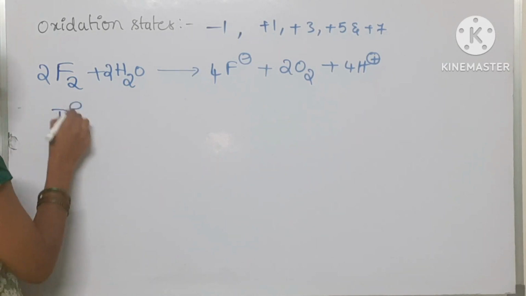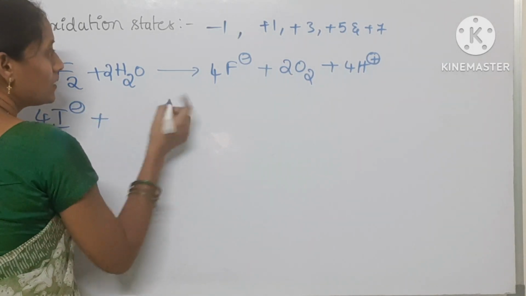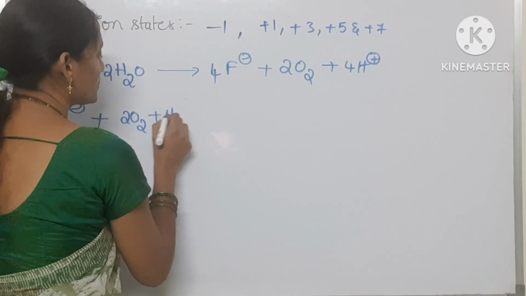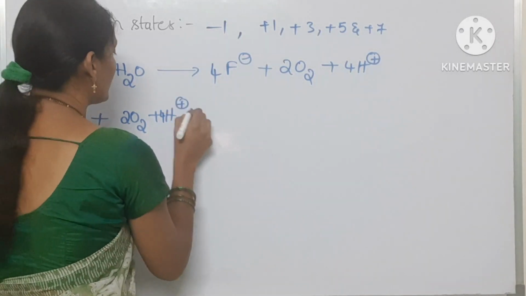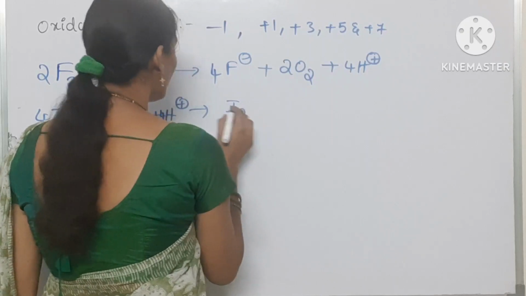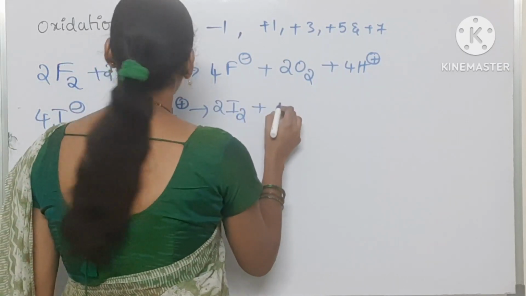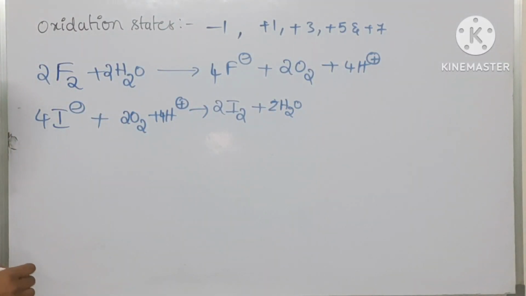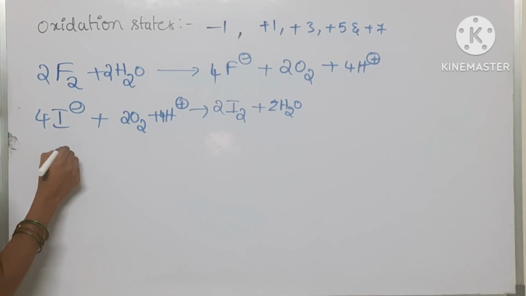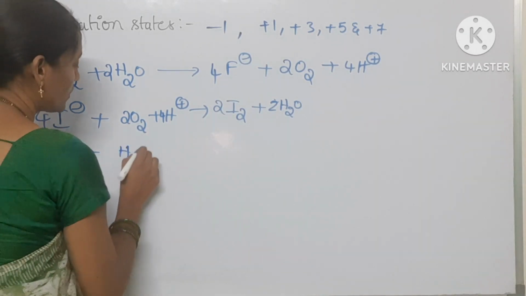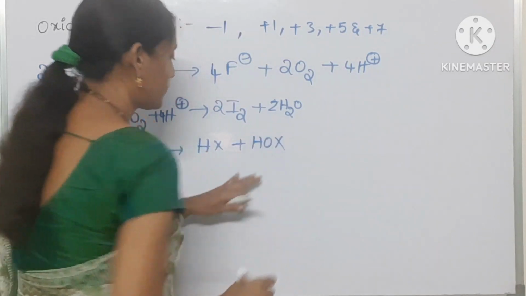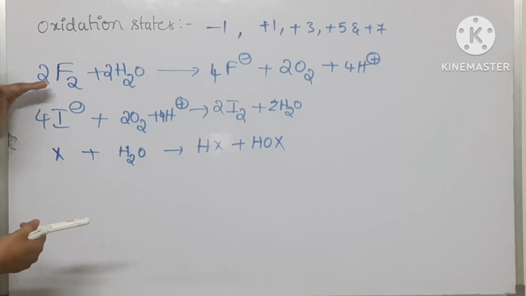If you take iodine, I minus iodide ions, this is reverse to the previous reaction. I minus ion reduces the oxygen, so you will get iodide converted into iodine and then it will form water also. Next reaction, if you take remaining halogens, halogens indicated with X, halogens reacting with water, then they will form hydrogen halides and oxo halides.